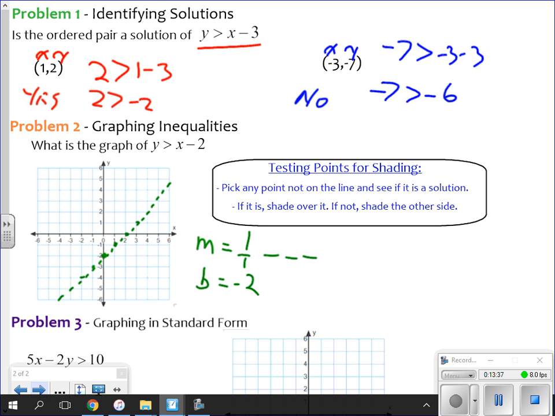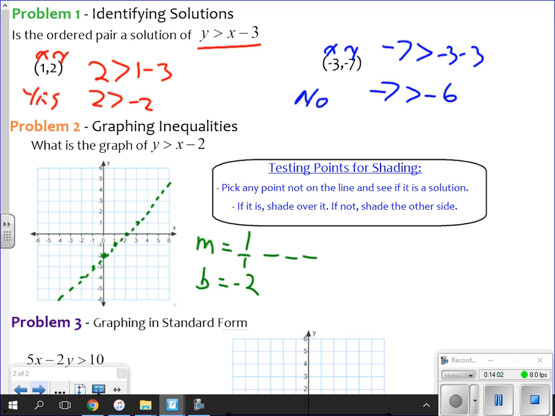Now you'll notice in your notes what I have on the board. Testing points for shading. Because I frankly do not remember whether I'm supposed to shade above or below. I don't remember what we had on the previous page. I never do. I don't care. And it doesn't always work anyways.